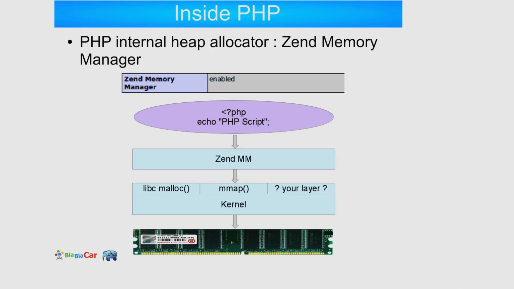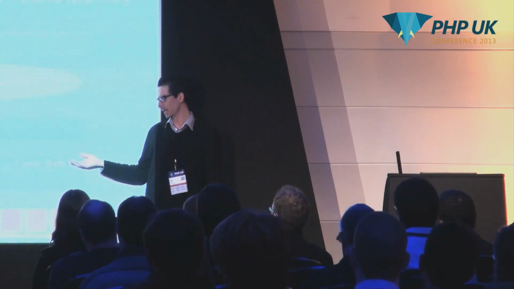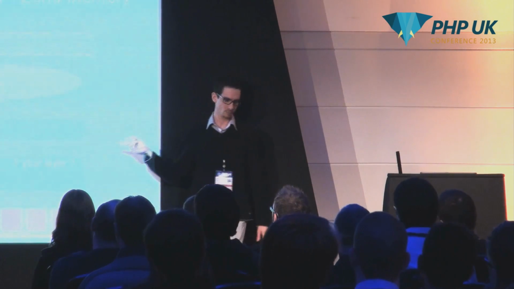In PHP, we use a stack, okay, when we call functions, and we use a heap. To use the heap, we don't call malloc directly. Malloc is a C function that gives memory from the heap. So you call malloc and you tell it, I would like 1 megabyte of memory, and it gives you a pointer on a buffer which is 1 megabyte large. We don't use malloc directly in PHP.